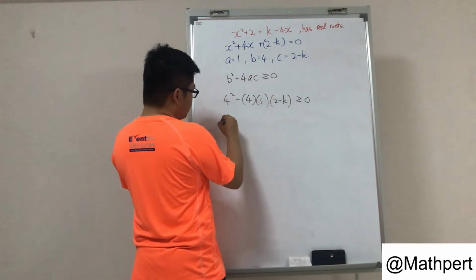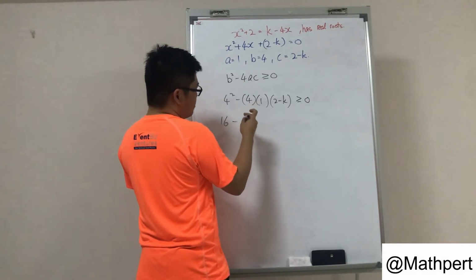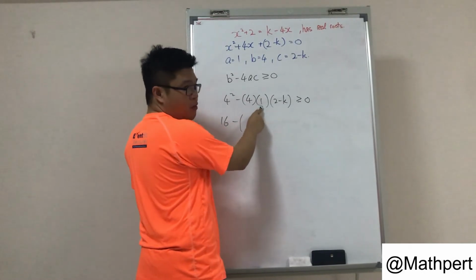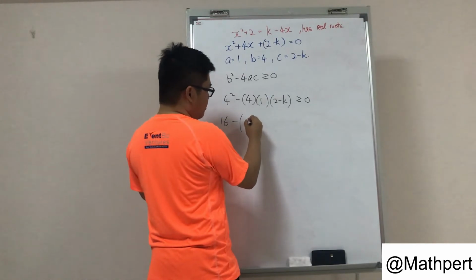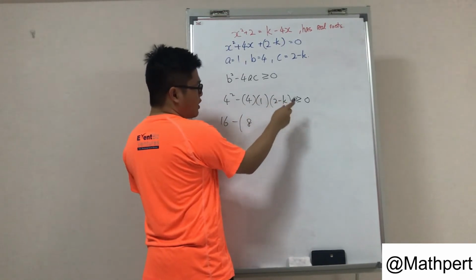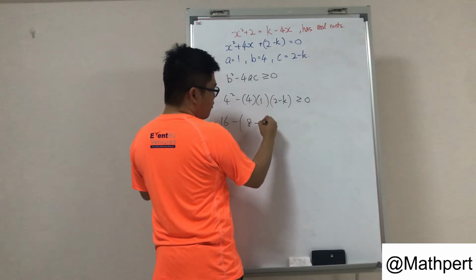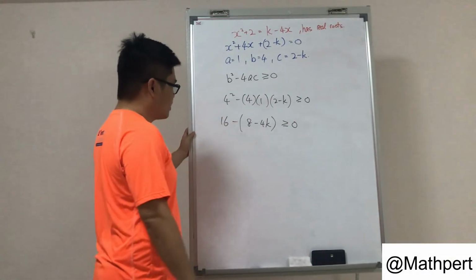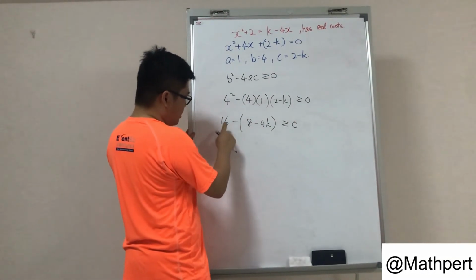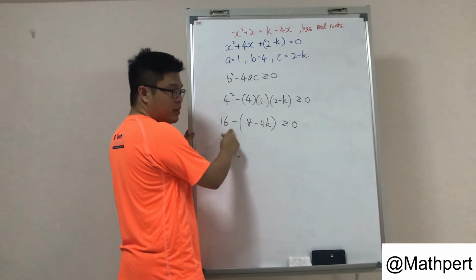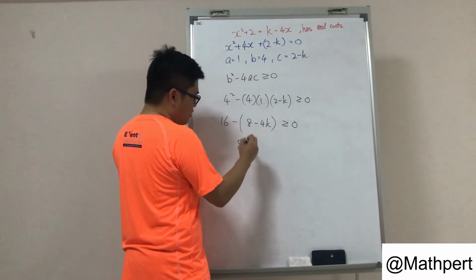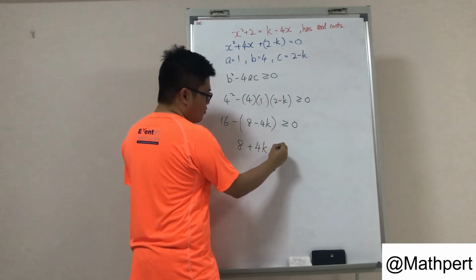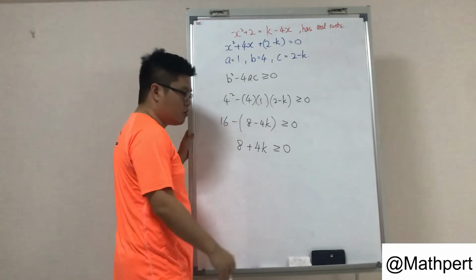So 4 squared is 16. 4 multiply 1 multiply 2 is 8. 4 multiply 1 multiply negative k is negative 4k. So 16 minus 8 is 8, and negative negative becomes positive, so plus 4k is bigger than or equal to 0.